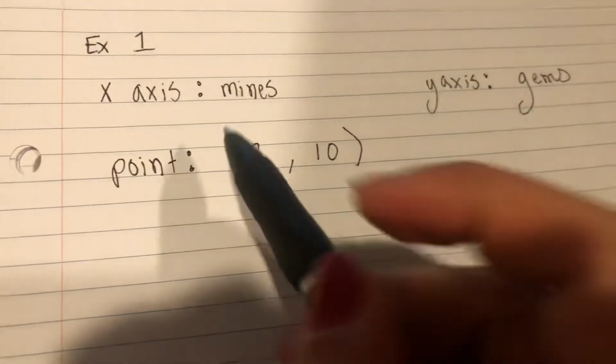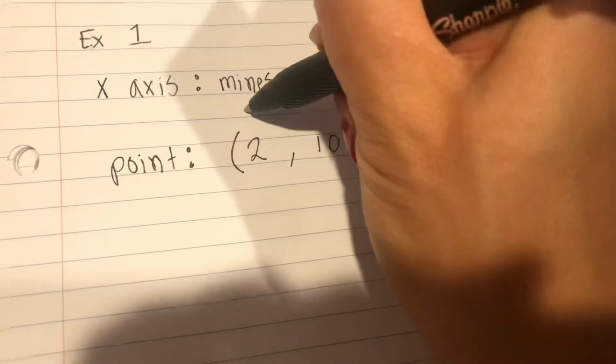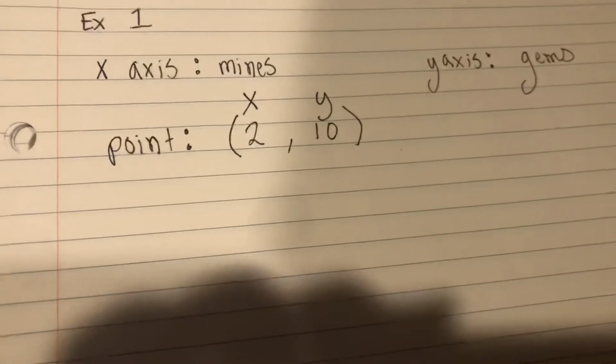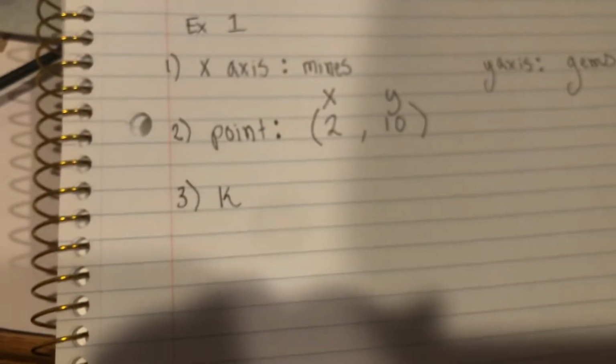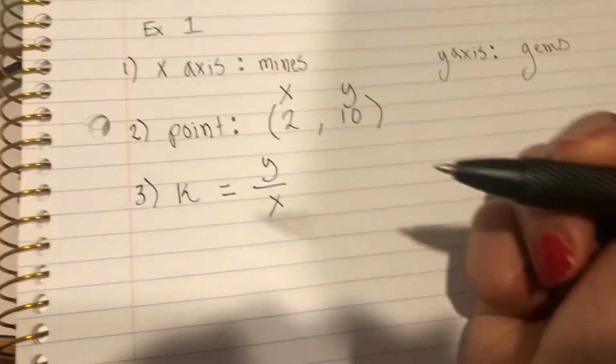So step 1, we labeled our x-axis and y-axis. Step 2, we found the point on the line, and we know that 2 represents x and 10 represents y in an ordered pair. Next up in my CFS is use the point to determine the constant of proportionality. Easy. So we already know this. Let's go. So this is step 1, step 2, now we got step 3. My constant is k equals y over x.